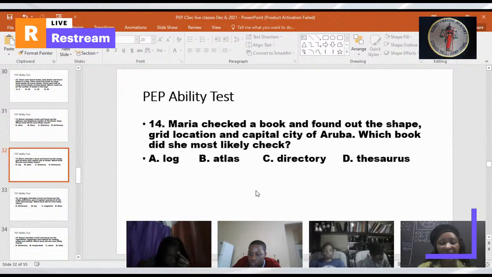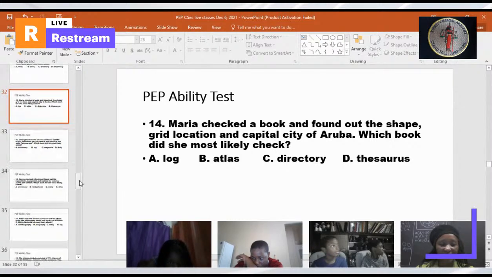Number 14. Maria checked a book and found out the shape, grid location, and capital city of Aruba. Which book did she most likely check? Give me a chance to read the options. A. Log, B. Atlas, C. Directory, D. Thesaurus. All right, go ahead now. B, Atlas. So that's the book that we look to find the location of a place.